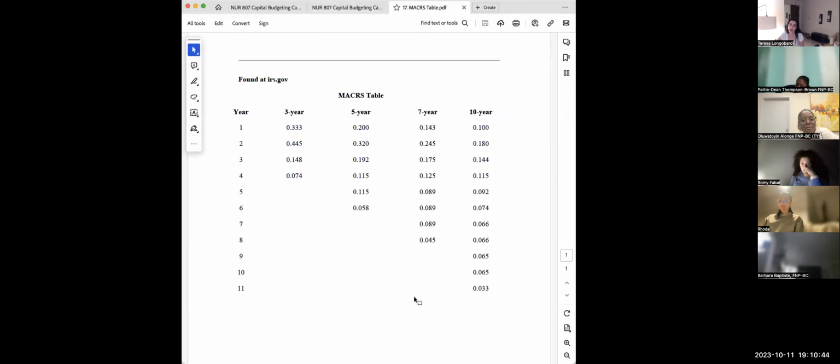Okay, so these are the different schedules. Computers can be depreciated over 3 years. 5 years are some other types of electronics, and larger electronic devices, 7 years depreciation. So we're going to use the 7-year schedule, this one here. And I'll bring this up later, so I'll put this up on the platform as well. These numbers come from the IRS and I'll show you how to use them.